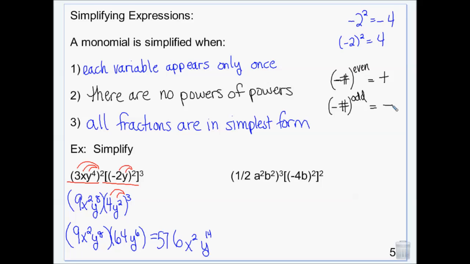If this is negative and that's even, you're going to have a positive answer, like squared. If your exponent is 2, 4, 6, 8, 10, 12. And here, if your exponent is 3, 5, 7, 9, 11, etc., you'll get a negative answer.